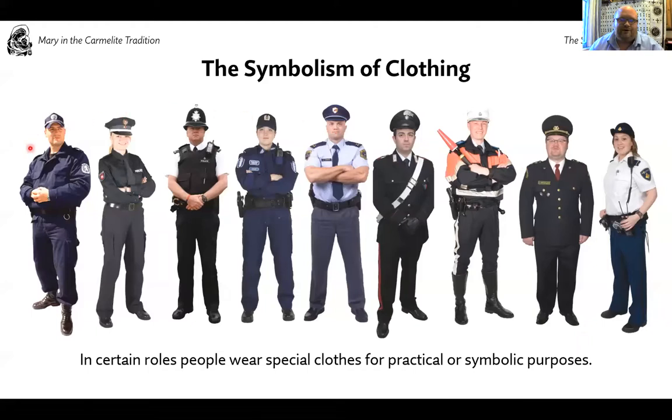So here we have different police officer outfits, and we associate certain values with certain uniforms. If we see someone wearing a uniform like this, we expect them to be law-abiding. If we see someone wearing a surgical outfit, perhaps with a stethoscope and a surgical mask, well, we're all wearing those at the moment, but we'd think, here's someone who believes in healing and in medicine. If we see someone wearing a dog collar or a religious habit, we think, aha, here's a Christian. So what we wear says a lot about our role and our beliefs.